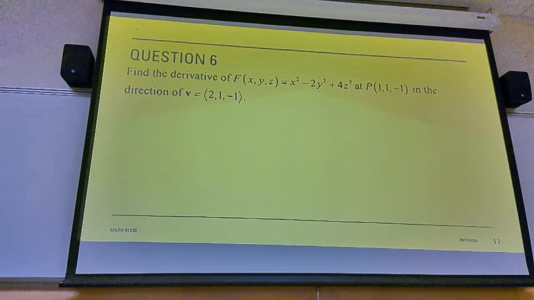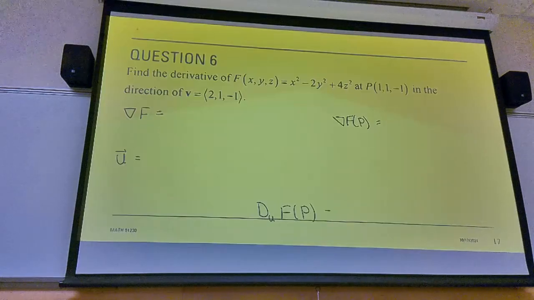So first I want you to find the gradient of f, then evaluate it at the point. Determine the direction. And finally determine the rate of change in that direction. That's 4 things you have to find.